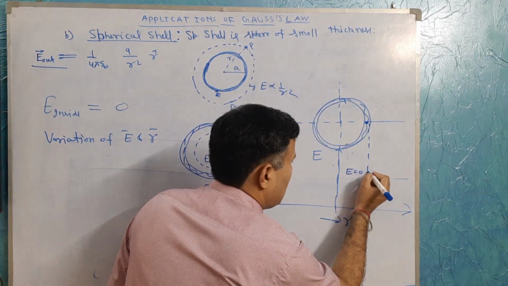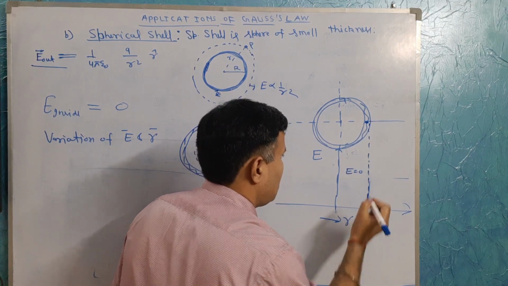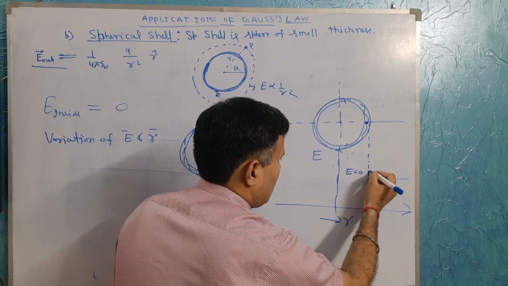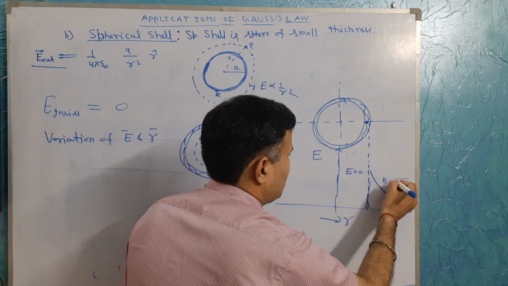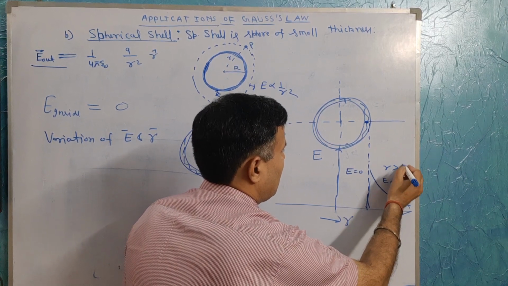So up to here it is 0, and outside the sphere E is proportional to 1 by r square, for r greater than R.